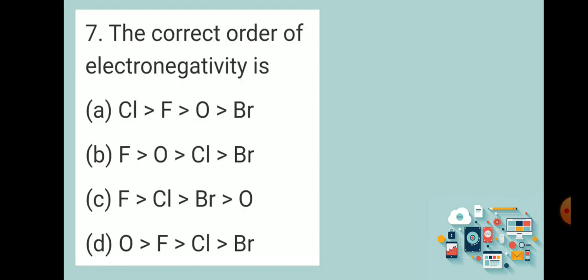Seventh question. The correct order of electronegativity is option A, chlorine greater than fluorine greater than oxygen greater than bromine. Option B, fluorine greater than oxygen greater than chlorine greater than bromine. Option C, fluorine greater than chlorine greater than bromine greater than oxygen. Option D, oxygen greater than fluorine greater than chlorine greater than bromine. And the answer is option B, fluorine greater than oxygen greater than chlorine greater than bromine. Fluorine has the electronegativity of 4 by the Pauling scale.